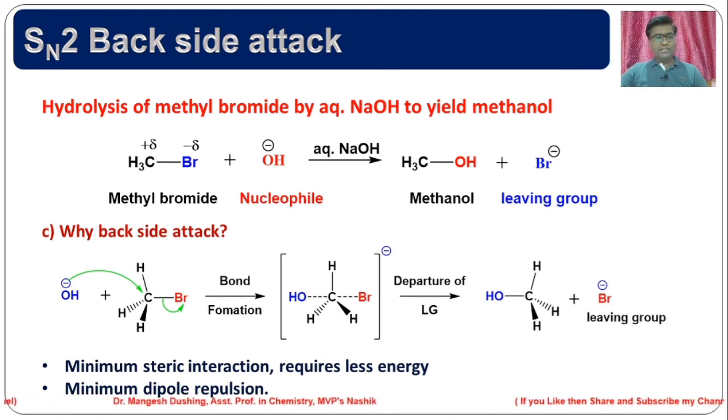As we know, this is a nucleophile which is rich in electrons, and the leaving group also has a partial negative charge. So negative charge and negative charge, there will be repulsion. That is called dipole repulsion. So why is there a backside attack? There are two reasons. One is to avoid the steric interaction and the second is to avoid the dipole repulsion. That's why in the SN2 mechanism, the nucleophile attacks from the backside of the leaving group.